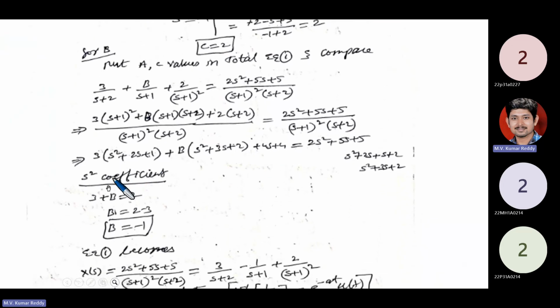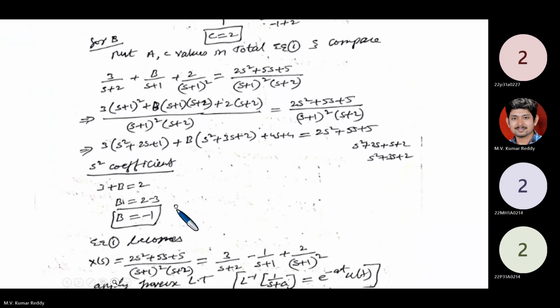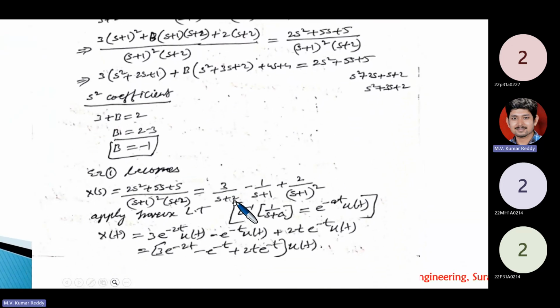In the left hand side, 3s square and bs square. So 3 plus b is equal to the right hand side, 2. So b is equal to minus 1. So this is the value: 3 by s plus 1, minus 1 by s plus 2, minus s plus 1, plus 2 by s plus 1 whole square. Now apply the inverse Laplace.